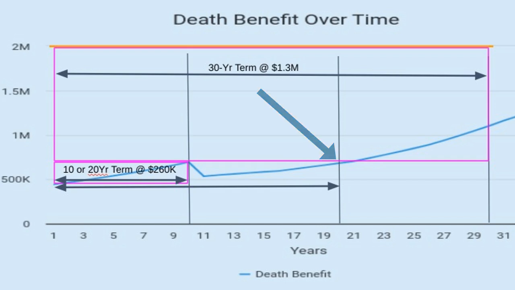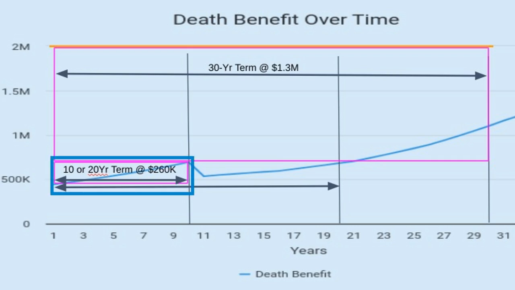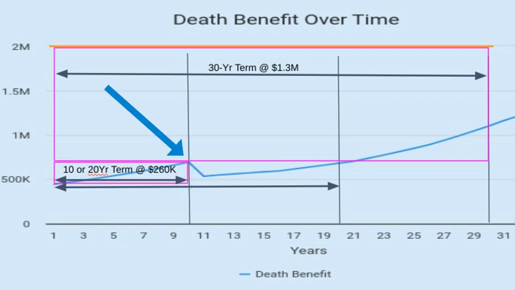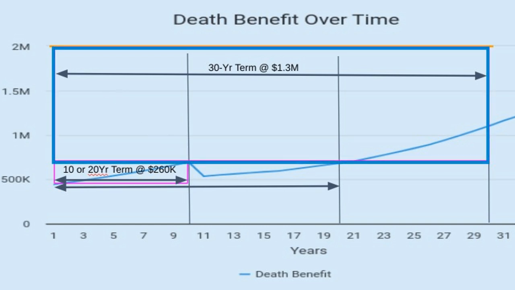Now, if this client's ultimate need is to have $2 million of death benefit protection, we can accomplish that with either a 10 or a 20-year term policy with $260,000 of death benefit. And that's indicated by the purple box down at the bottom. So that increases the death benefit to about $750,000. And then on top of that, we're also stacking a 30-year term policy at $1.3 million. So that gets us from the $700,000 of death benefit up to the $2 million.